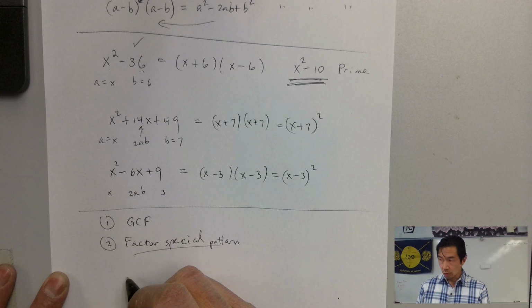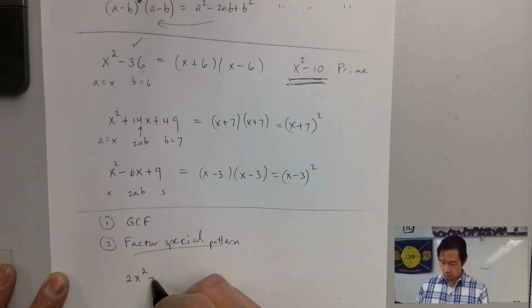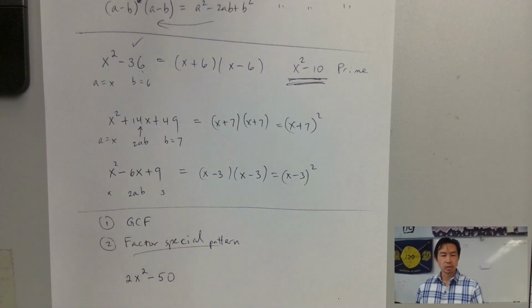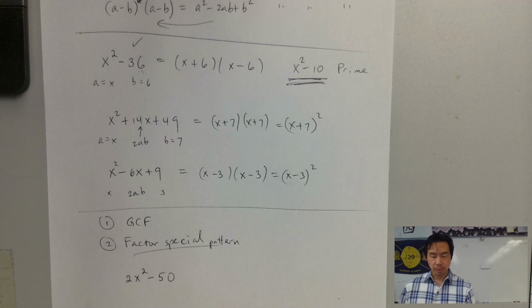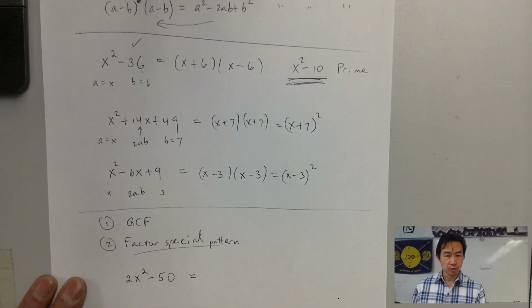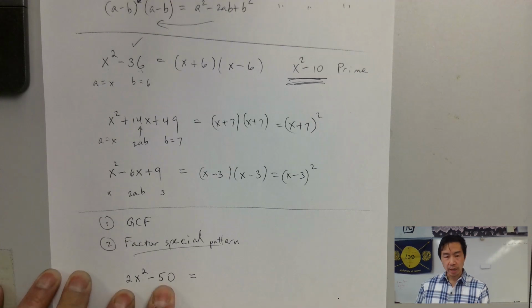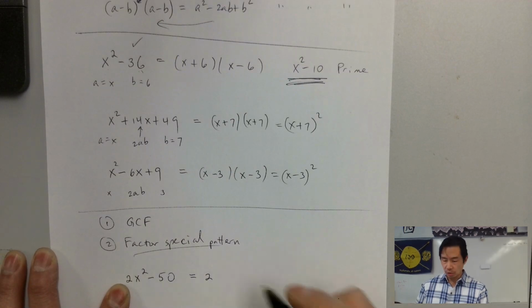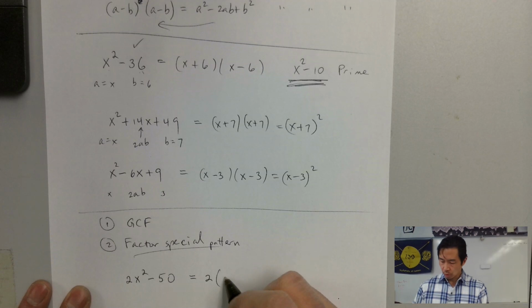Okay, so I'm going to give you this: 2x squared minus 50. It's a binomial, so it might be a difference of squares after I take out the GCF. So first step, I take out the GCF if there is one. And looking at both terms, 2 and 50 are even, so I can take out a 2. That's my GCF. Now I write the leftover.